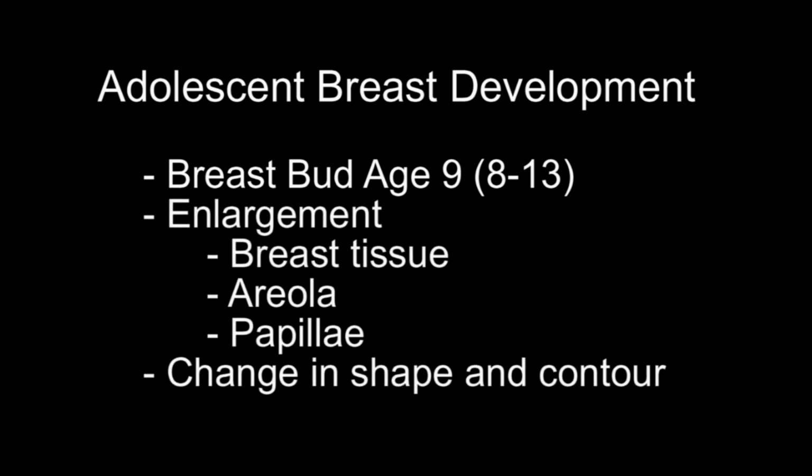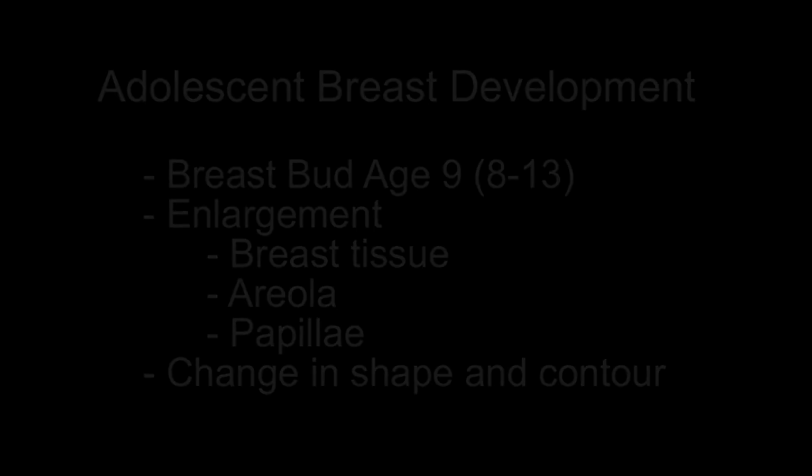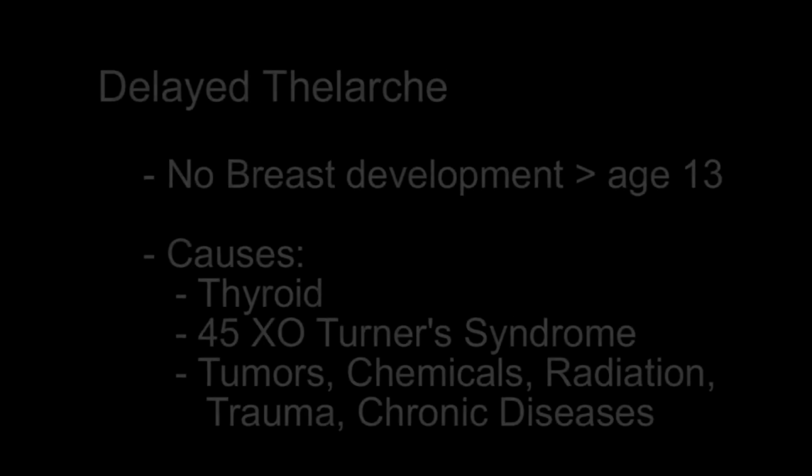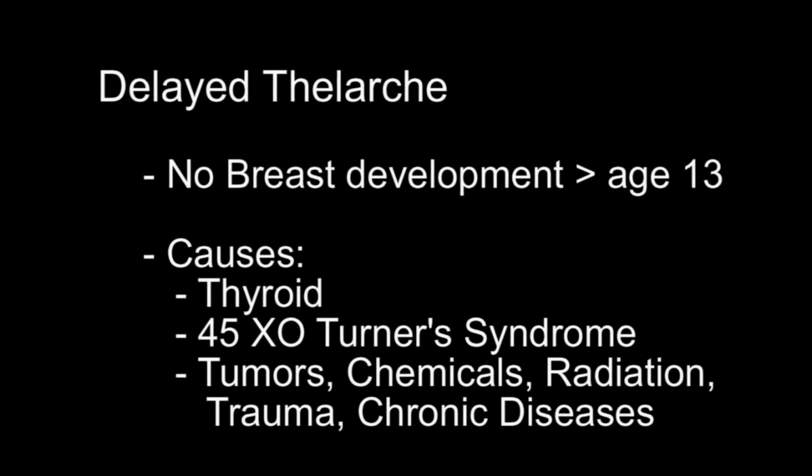Breast growth is then progressive, with enlargement of the breast tissue, areola, and papillae, and change in shape and contour. By age 18, breast development is usually complete. Premature thelarche is breast development prior to the age of 8 in the absence of pubic hair development. We evaluate these children to rule out estrogen-producing ovarian tumors, ingestion of estrogen-containing compounds, and the rare true precocious puberty. Delayed thelarche reflects absence of any breast development by age 13.